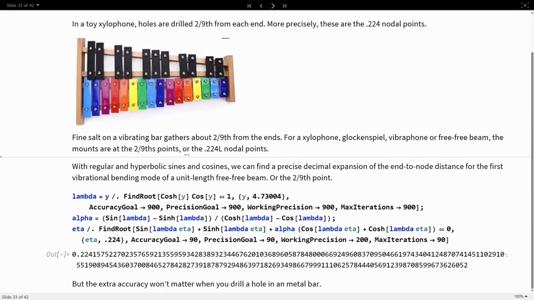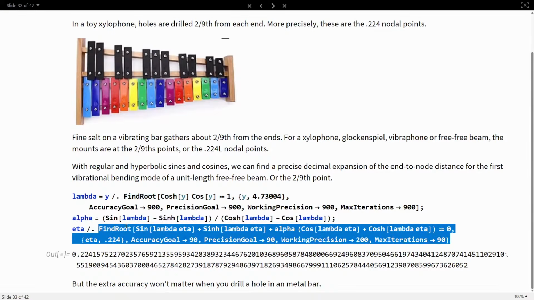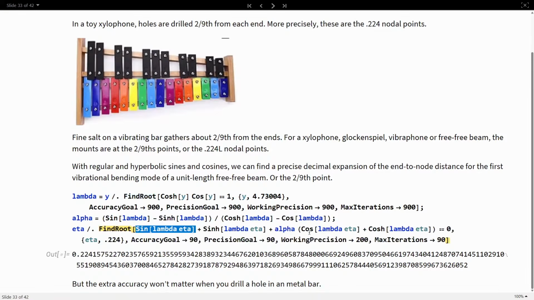And later, physicists found that the actual value is closer to 0.224. So that became the standard value for drilling these points, 0.224. But you can actually apply some math. You do the hyperbolic cosine and regular cosine. You solve this, and then you plug that into these values here, and then you find this root of hyperbolic sines and cosines, and you end up with this value here.